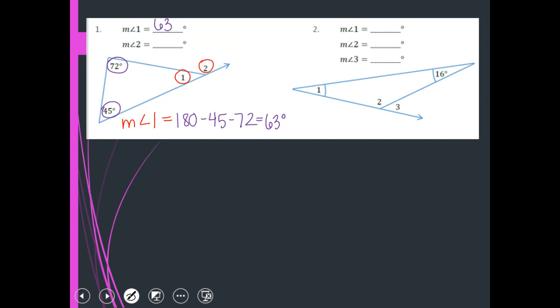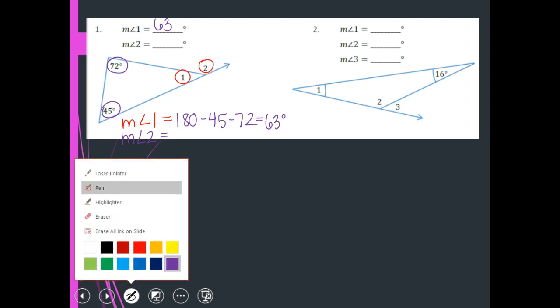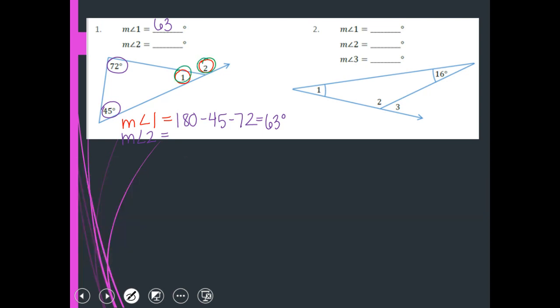Now if we have the measure of angle 2, there's 2 ways we can find this. The first one is we know that angle 1 and 2 are supplementary. So we know that 180 minus 63 is going to give us our answer. But we also know, because of the exterior angle theorem, that this one and this one, 45 and 72, if we add them together, we're also going to get the measure of angle 2. So if you subtract those, you get 117 degrees.